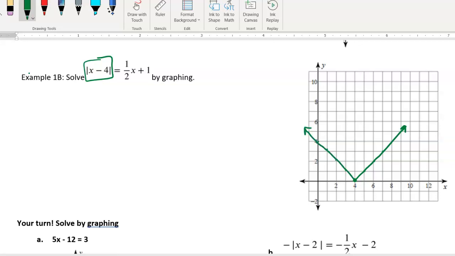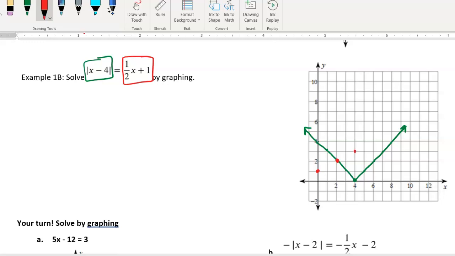So there's our absolute value function. The other one will be a linear equation, and that's in slope-intercept form. Our y-intercept is 1, so it's going to have a y-intercept where y would be 1. And our slope this time is 2. So we're going to go up 1 to the right 2.